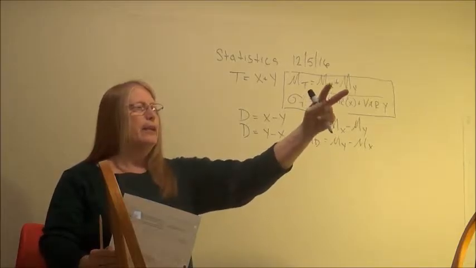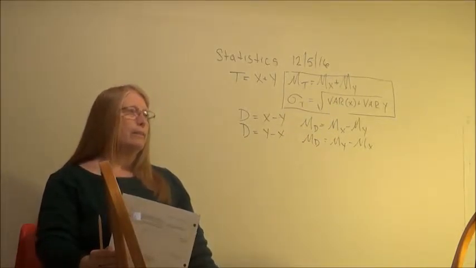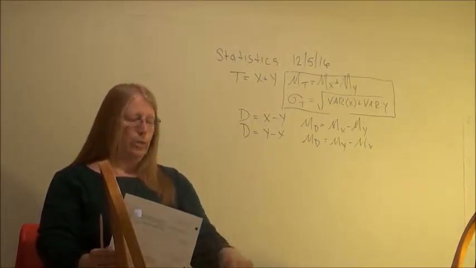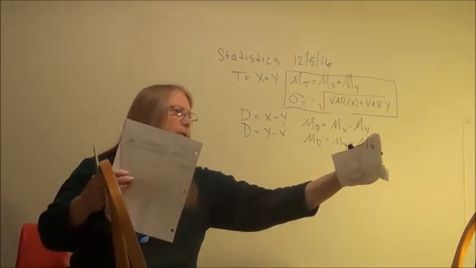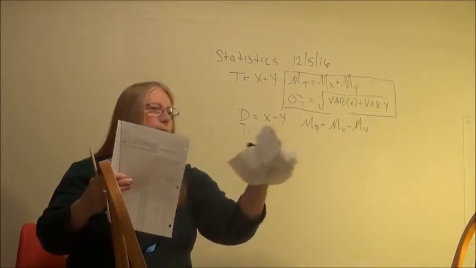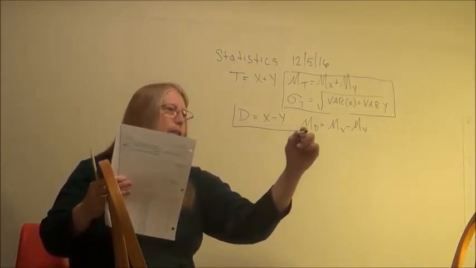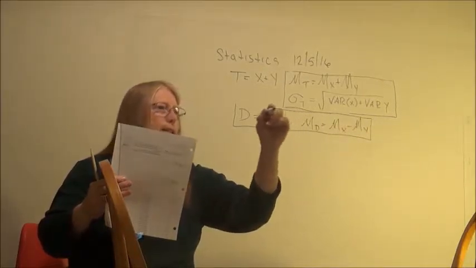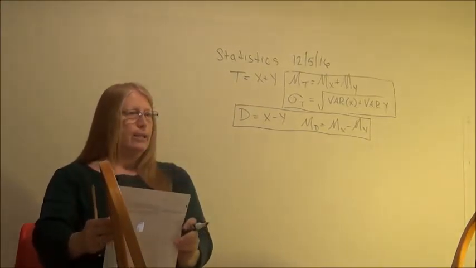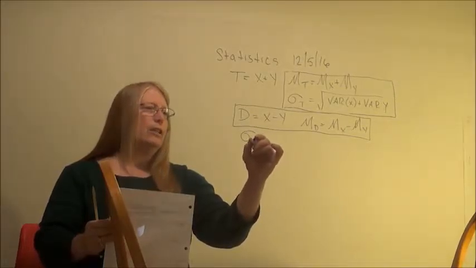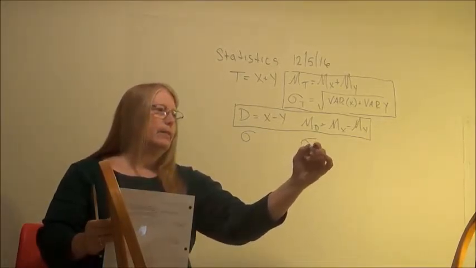So up here it won't matter because addition is commutative, but subtraction is not. So watch the order. I'm not going to write both of those; one is principal enough. So when we have a difference, we subtract the expected values. All right, now onward to the standard deviation of the difference.